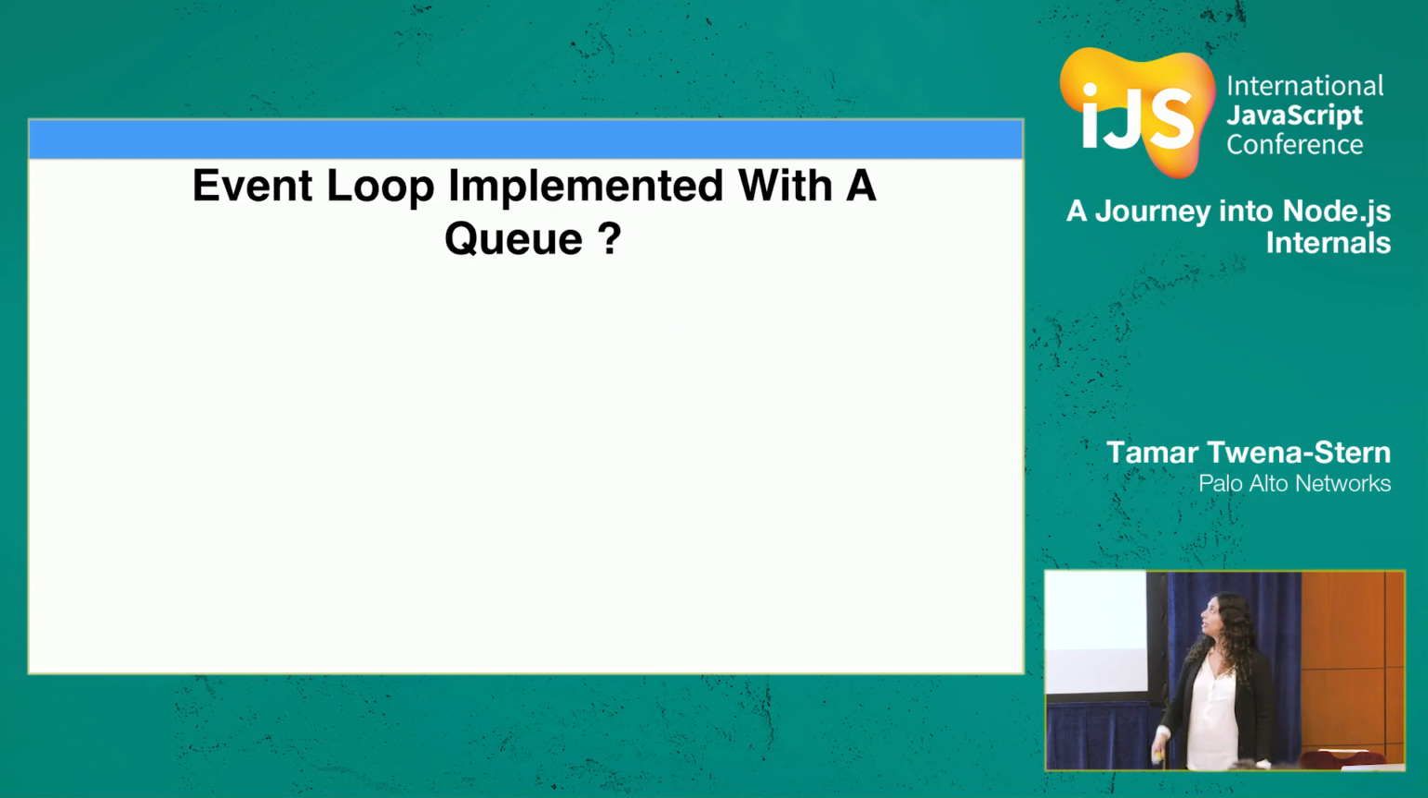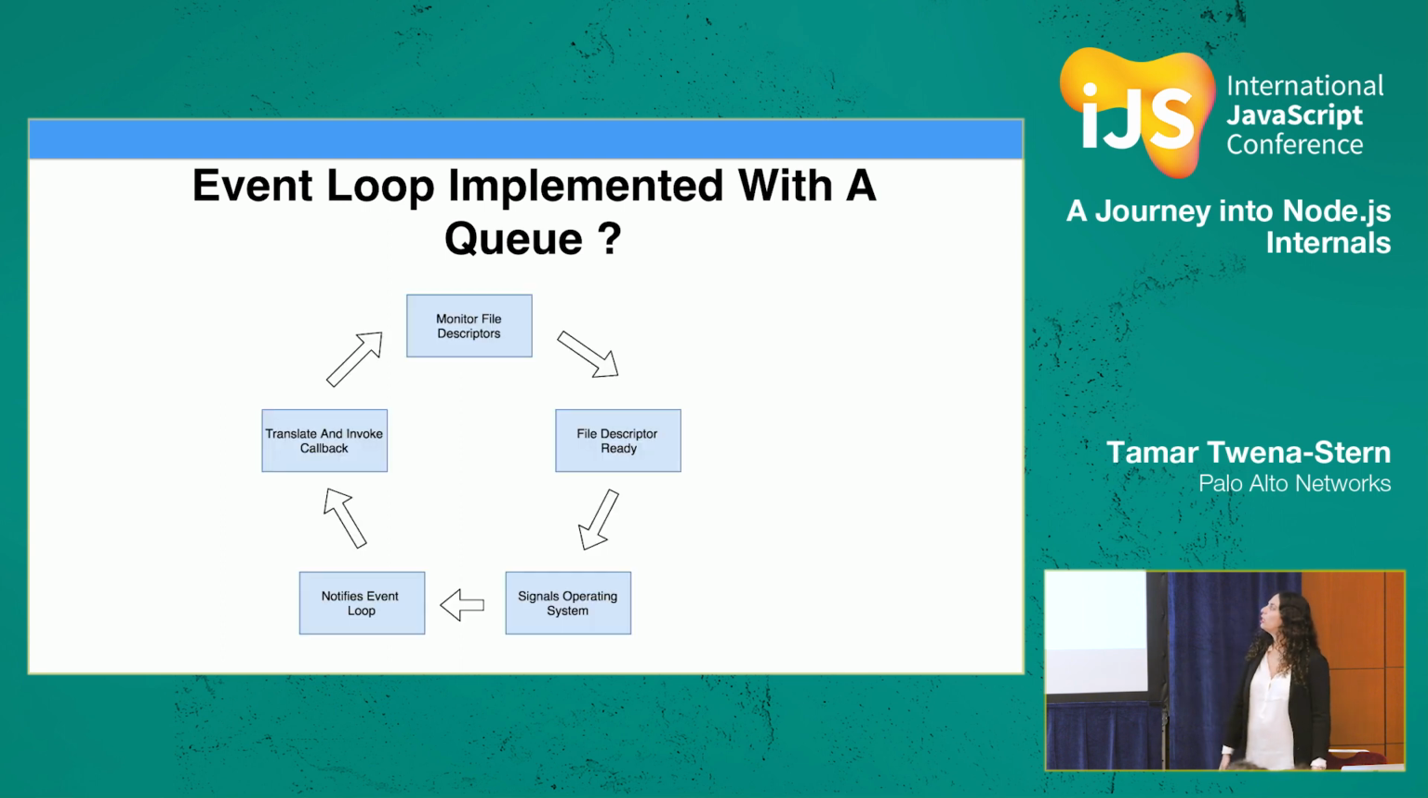Now, the question that I want to ask you is whether the event loop itself is implemented with a queue. Because it does make sense, right, that you have a queue behind the scenes and you push the callbacks into the queue, but the answer is no. The event loop itself is not implemented with a queue.